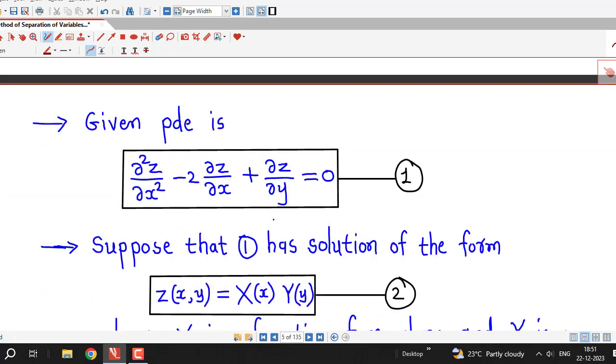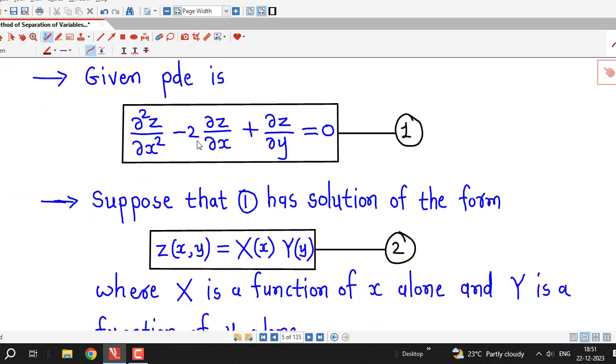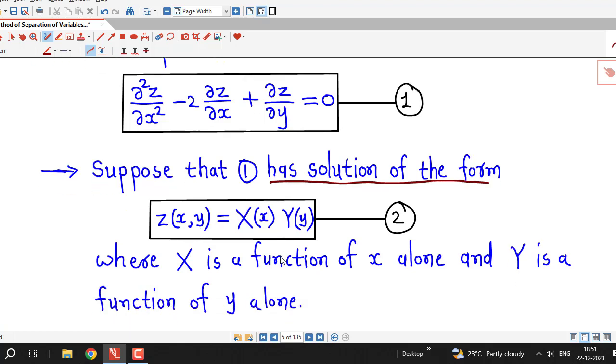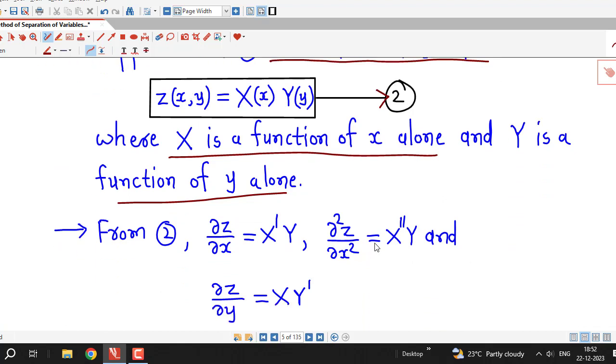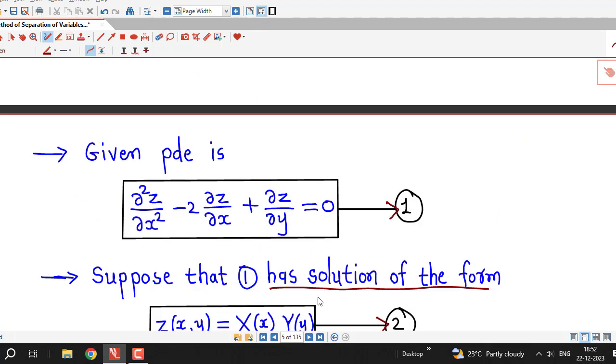I have written here, first, the given partial differential equation. I give it number 1 and I assume that the given equation has a solution of the form z equal to capital X into capital Y, where X is a function of x alone and Y is a function of y alone. Now once this is the solution of equation 1, it must satisfy equation 1. So I have obtained del z by del x, del z by del y, and del square z by del x square, and then I substitute all these values in equation 1.